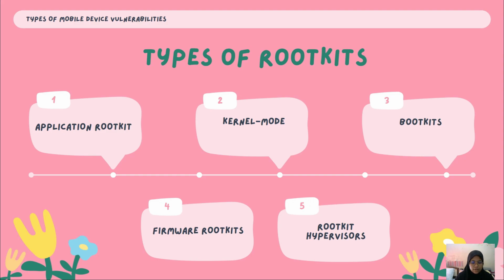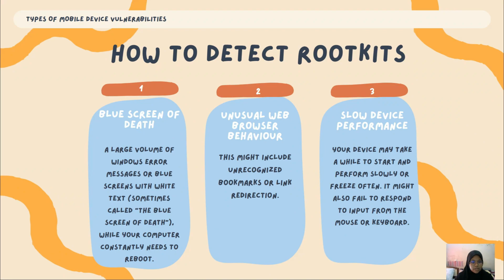Okay, so there are 5 types of rootkit. The first one is application rootkit. The second one is kernel mode. The third one is bootkit. The fourth one is firmware rootkit, and the fifth one is hypervisor rootkit. Okay, so how to detect rootkits? The first way is blue screen of death. A large volume of Windows error messages or blue screen with white text, sometimes called the blue screen of death, while your computer constantly needs to reboot.